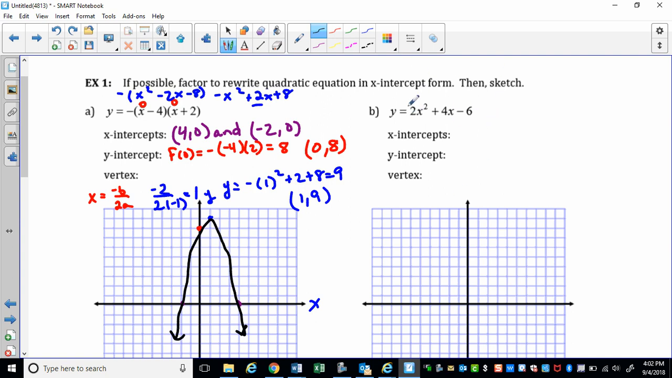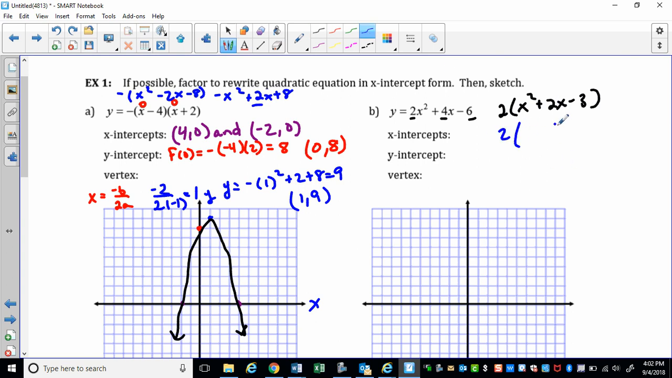For part B, you're going to do the exact same thing. I want you guys to try it out. I'm going to help you with the first part, since I didn't factor in this one. I'm just going to pull out the common term, which I can see I can pull out a 2 out of every term. So we have 2, and then we have x squared plus 2x minus 3, and then that's easier for me to factor this trinomial.